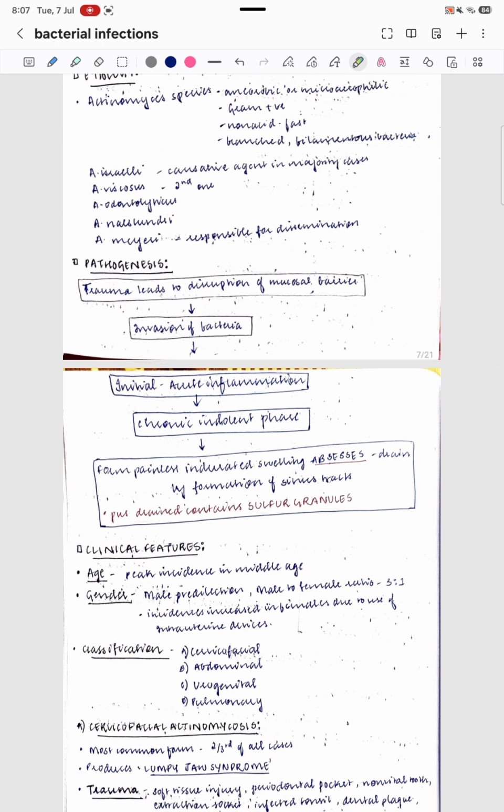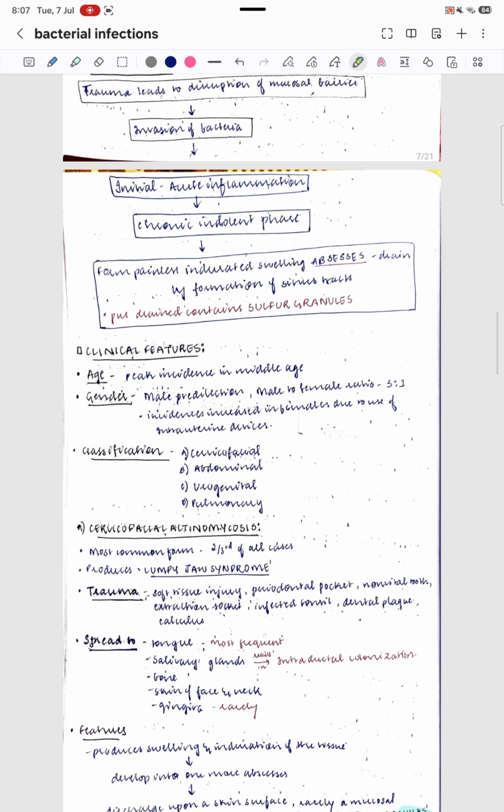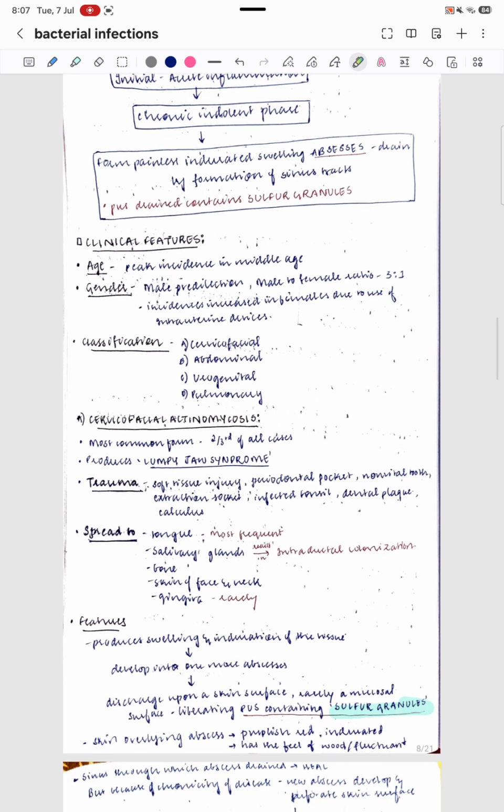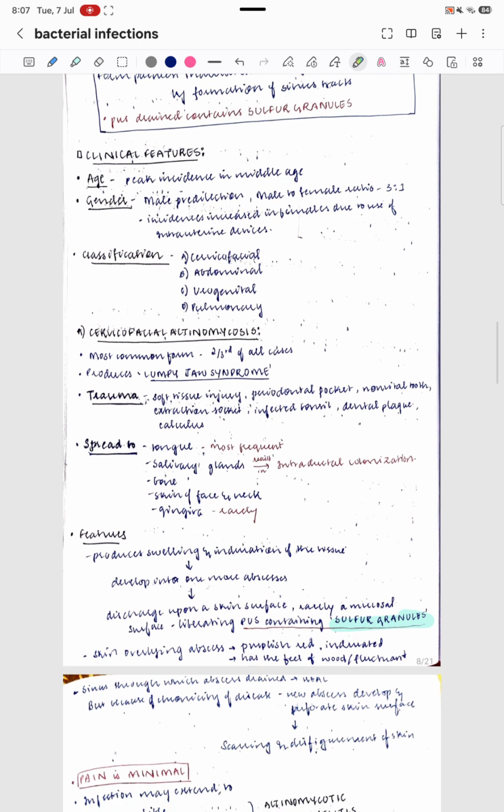Okay, the pus contains sulfur granules. You have to mention a little bit of clinical features, that is, peak incidence is seen in middle age, male predilected, 3:1 is the ratio, and in the cervicofacial region the injuries could be soft tissue injury, periodontal pocket trauma, non-vital tooth, extraction socket, infected tonsils, plaque or calculus, and then it can usually spread to tongue, saliva, bone, skin, and if it spreads to bone, it's called actinomycosis osteomyelitis.